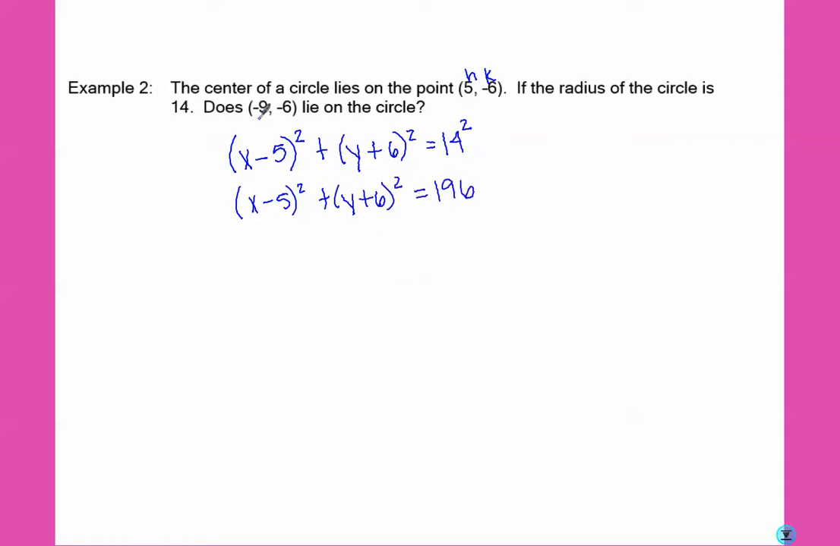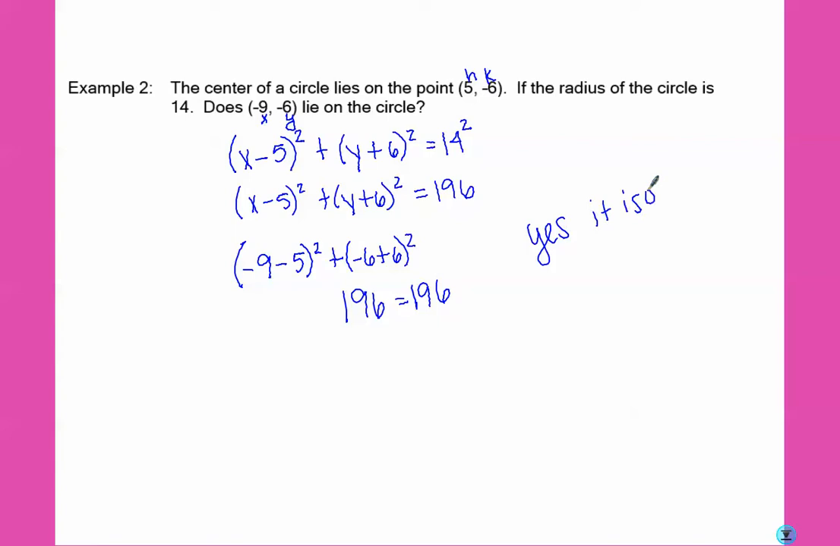So if negative 9, negative 6 is on the circle, when I plug this in as x and y, I should get 196. So negative 9 minus 5 squared plus negative 6 plus 6 squared. If I type that in my calculator, I get 196, which is equal to 196. So yes, it is on the circle.